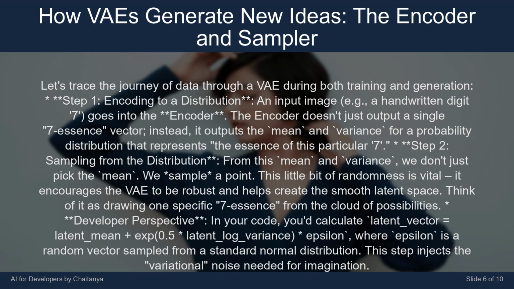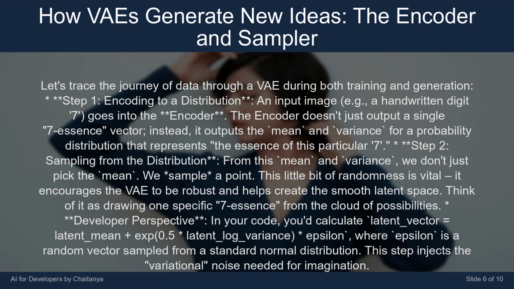Step 2: Sampling from the distribution. From this `mean` and `variance`, we don't just pick the `mean`. We sample a point. This little bit of randomness is vital. It encourages the VAE to be robust and helps create the smooth latent space. Think of it as drawing one specific 7 essence from the cloud of possibilities.